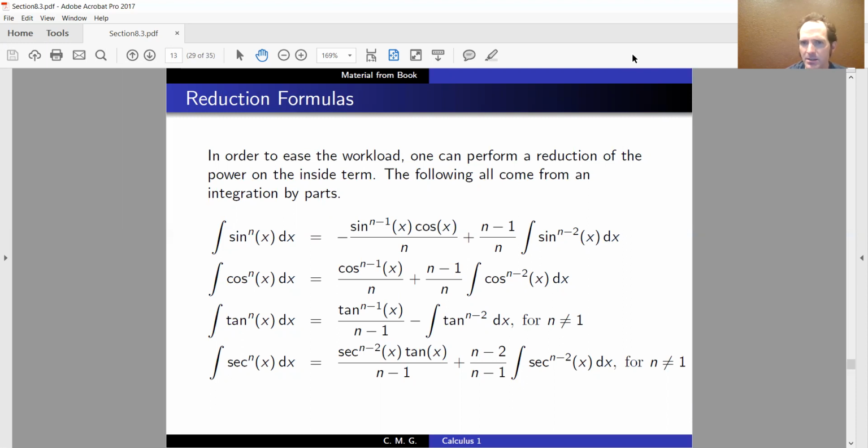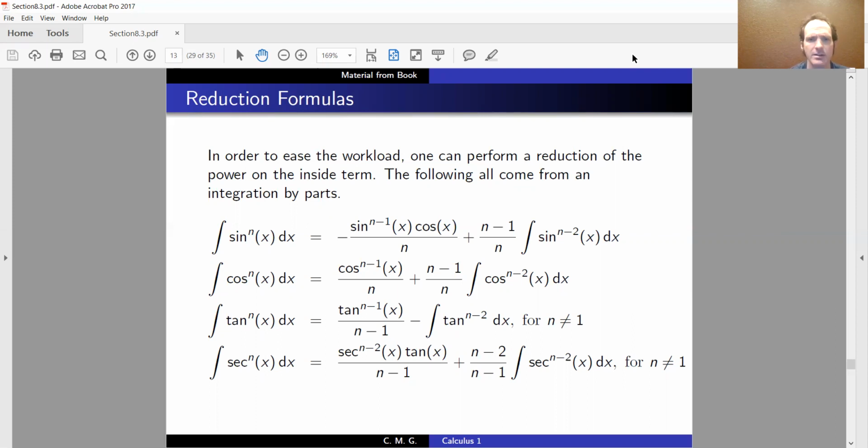And you can imagine how this would be useful. If this power is like 5,000 or 15, bigger powers, you can reduce that power down by 2. And then I can run the same thing. I can do a reduction formula on that integral as well to get it down even further. And so I can use the reduction formula over and over again until there's something in there that I can integrate. Now the reduction formula just takes a little bit of practice to work with, so you just have to work through it and do some of the problems with it.